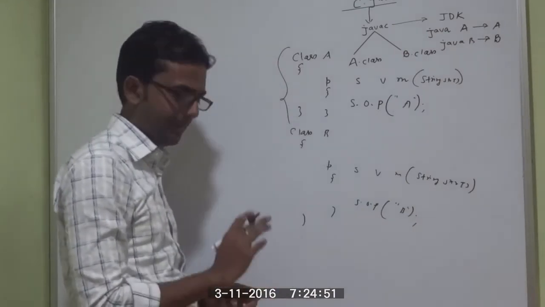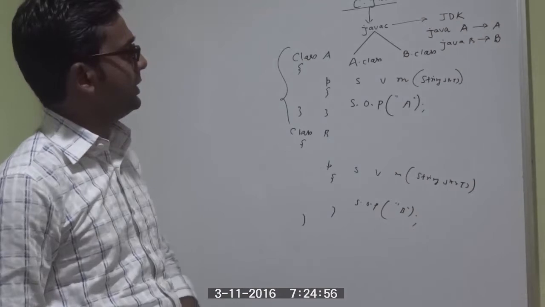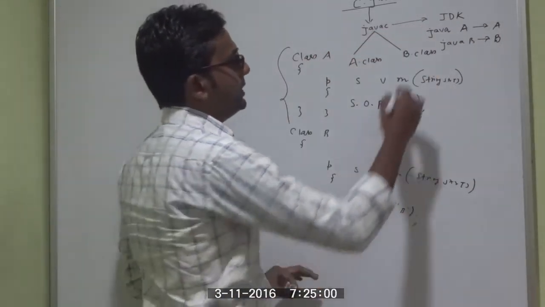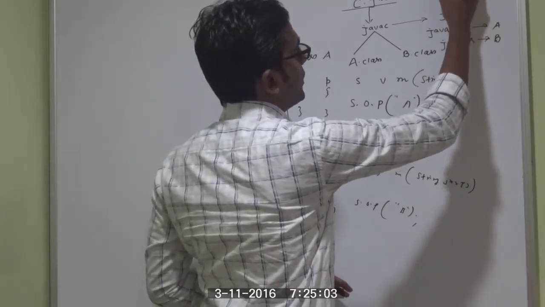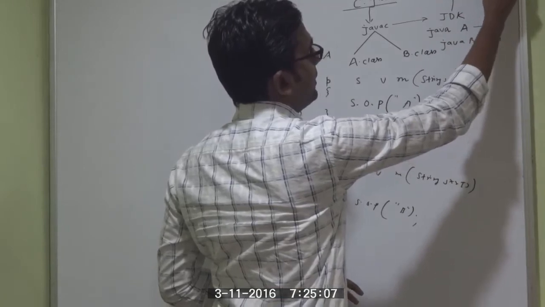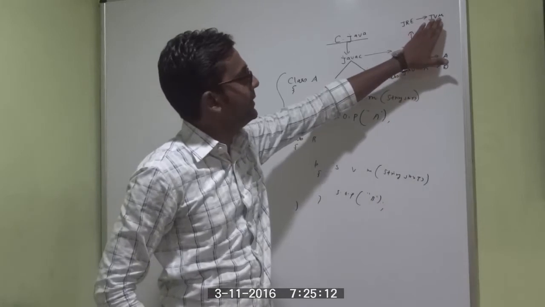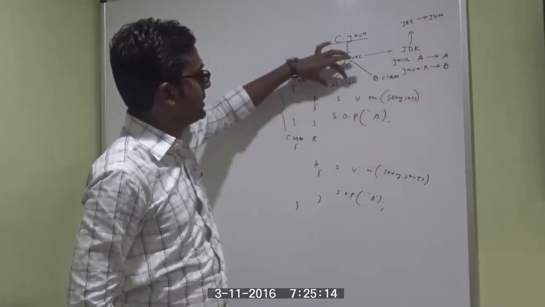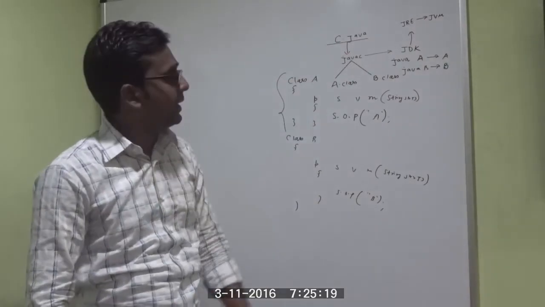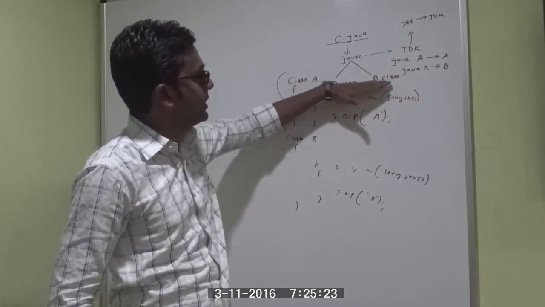That's why the output will be B. Now here you need to remember one thing. This javac compiler I am getting from the JDK. Now this JDK consists of what? As I told you, the JRE. And inside this JRE we have the JVM. Now what is the purpose of the JVM? This JVM is responsible for executing this .class file.